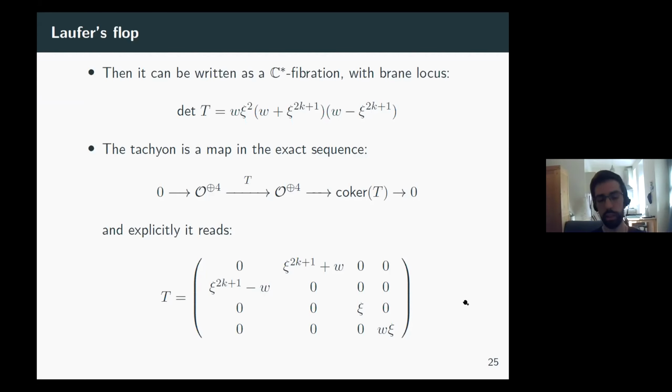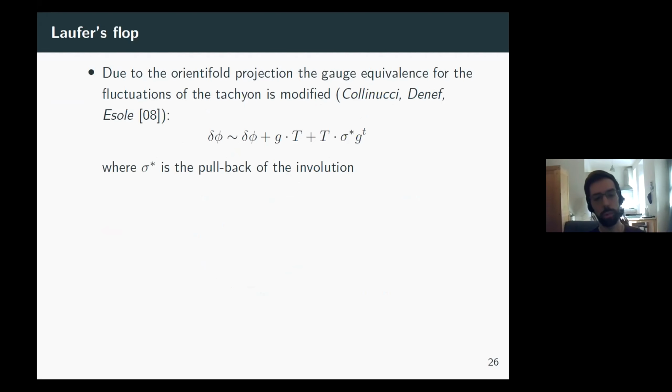Now, there is a slight difference with respect to the case that we have seen before, because we have to consider the fluctuations of the tachyon in order to compute the open string modes, but we have to mod it by some different relation with respect to before, as explained by Collinucci, Denef, and Esole. And so the relationship that is satisfied by the fluctuations of the tachyon delta phi is depicted here, where G is a matrix in the Lie algebra of the D8 and anti-D8 brane stacks, and sigma star is the pullback of the involution that changes sign from xi to minus xi.